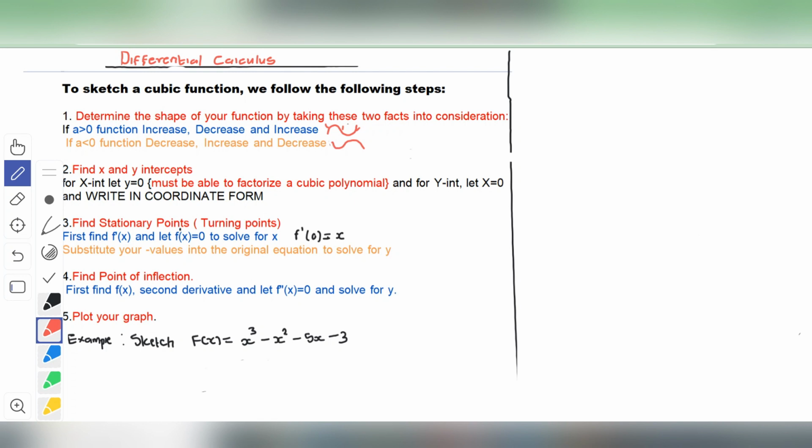So now let's do this example. It says sketch f of x, whereby it's given by x cubed minus x squared minus 5x minus 3, right? So the first thing from the steps is to determine the shape. Is our a positive or negative? It's positive, right?